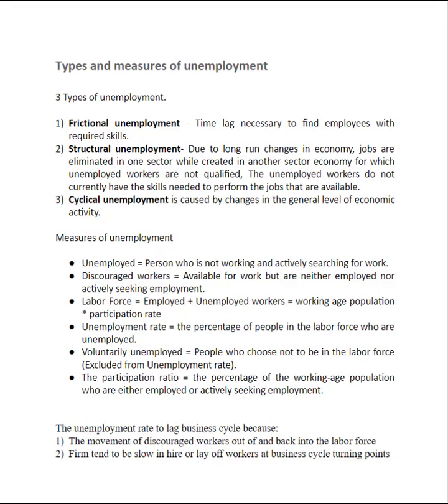So unemployment rate is kind of a lagging indicator of the business cycle because it lags the business cycle. The major reasons are that the movement of discouraged workers out of and back into the labor force is slow, and firms tend to be slow in hiring or laying off workers as the business cycle changes. So it's kind of a lagging indicator of the business cycle.